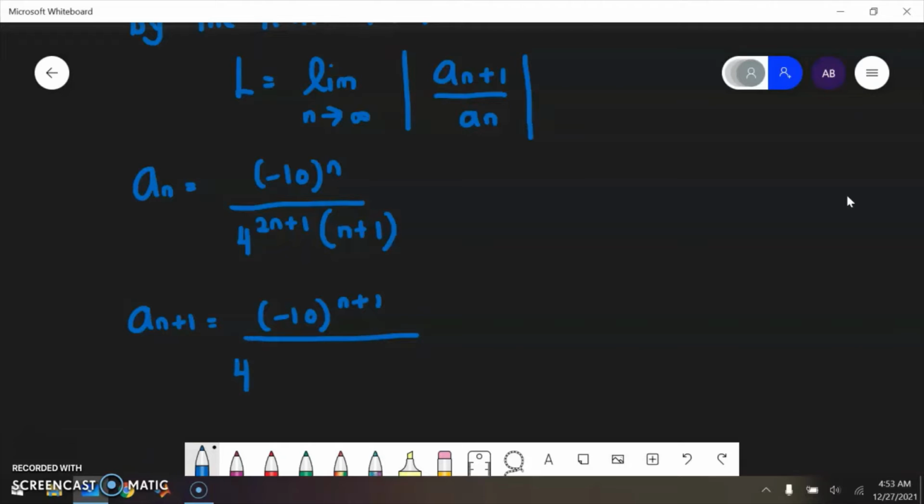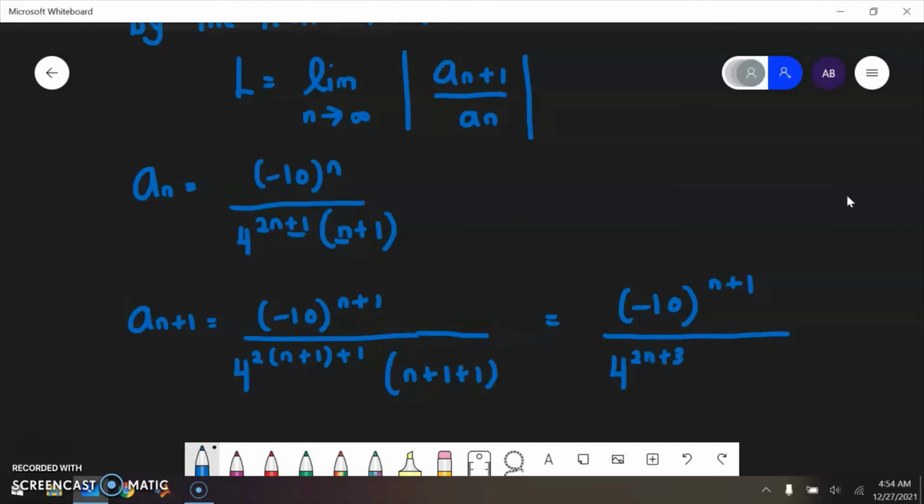Now this is the part you have to be careful about. In the exponent 2n, n becomes n plus 1, and don't forget you still have the plus 1 at the end. Here you have n plus 1 for n, and you have plus 1. Just simplify this term. What do you get? 4 to the power of 2n plus 3, and this one will be n plus 2.